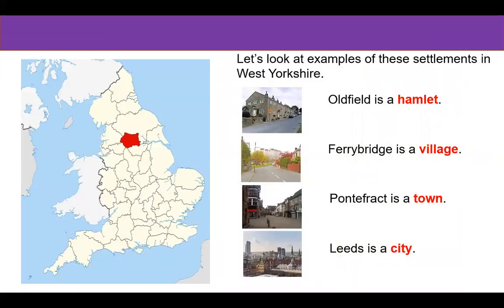So let's look at a specific area of the UK. We're going to look at West Yorkshire. West Yorkshire is here, highlighted in red on the map of the UK. Now, in West Yorkshire, you'll find these 4 places: Oldfield, Ferrybridge, Pontefract, and Leeds, and each one is a different type of settlement. Oldfield is a hamlet, Ferrybridge is a village, Pontefract is a town, and Leeds is a city.